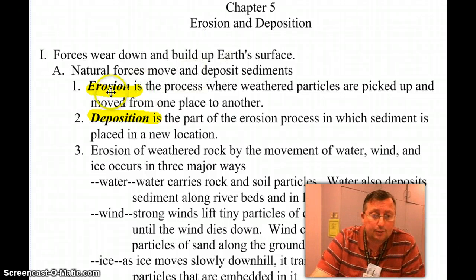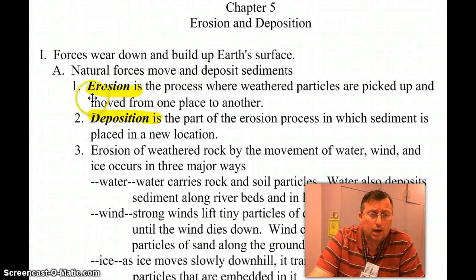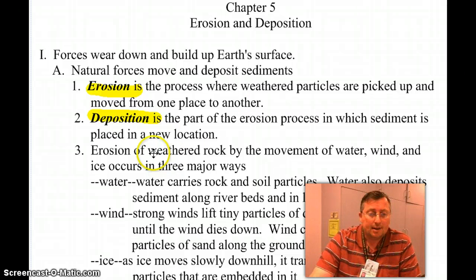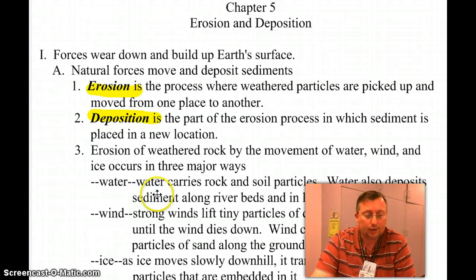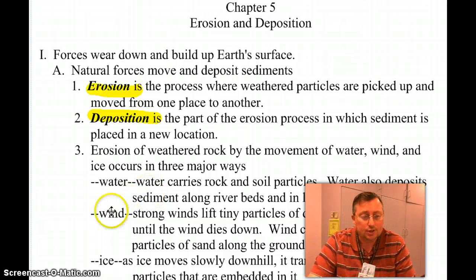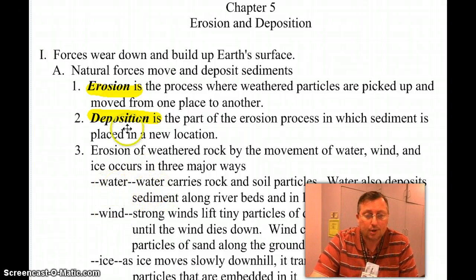Well, you can see out here we have two vocabulary words. We have erosion, which is the process where things are picked up and moved from one place to another, and deposition is where they get dropped off. Now, how does that happen? Well, water can carry things away. Rivers carry a lot of sediment in there. If you look at the Mississippi River, it's muddy. The water is carrying lots of debris. It's carrying lots of dirt with it, and eventually it does get dropped off. That's the deposition part.